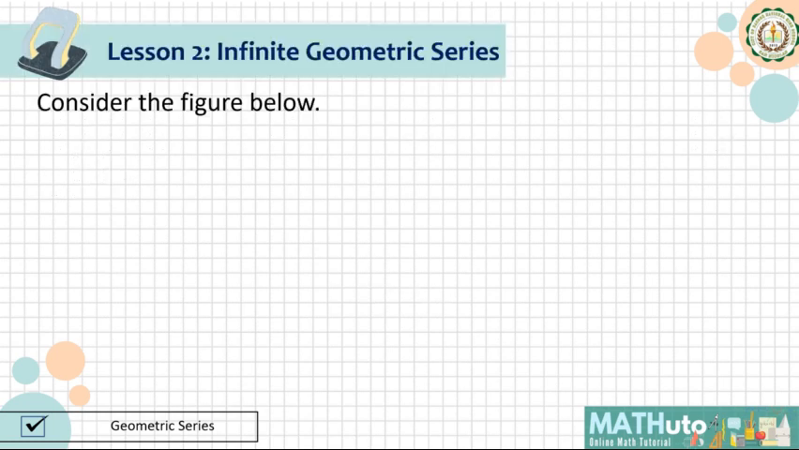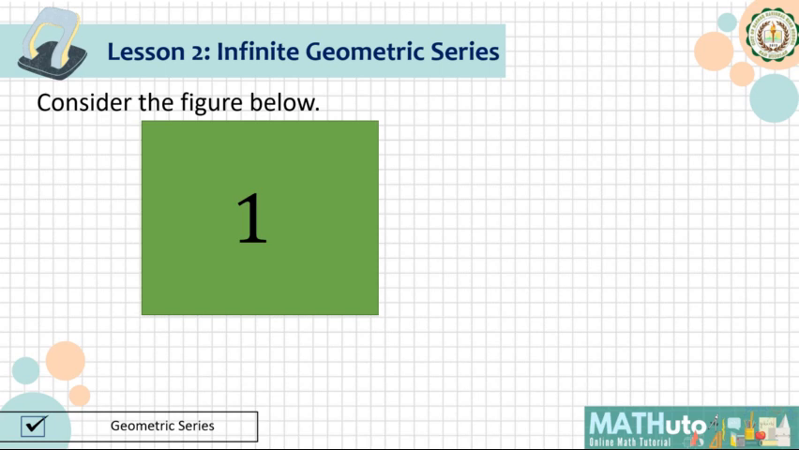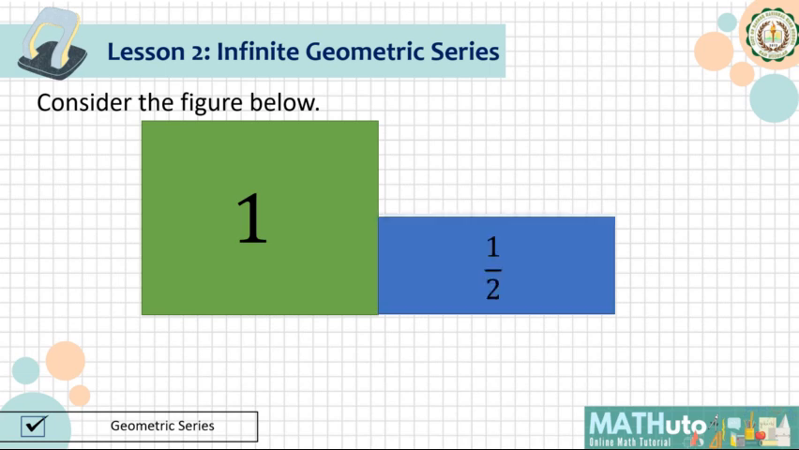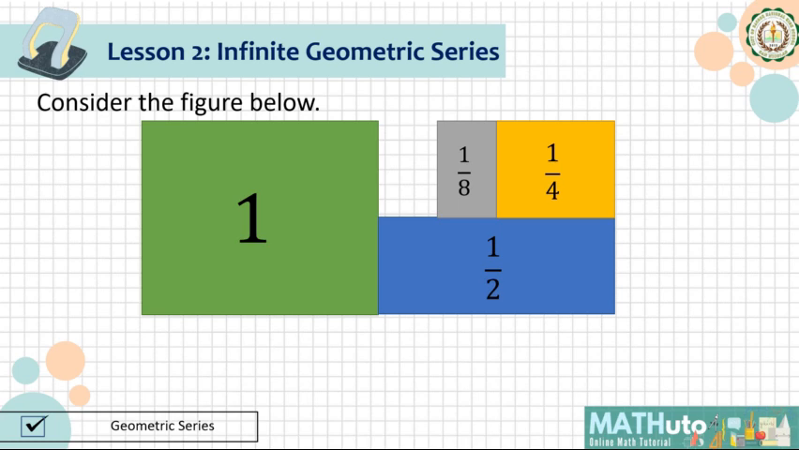Let us consider the figure below. We have here 1. This represents 1. And half of it is 1/2. Half of 1/2 is 1/4 represented by this yellow block. And when we divide it by 2, we have 1/8 represented by this gray block. And then half of 1/8 is 1/16, which is the orange block. And then we have 1 over 32, 1 over 64, and so on.